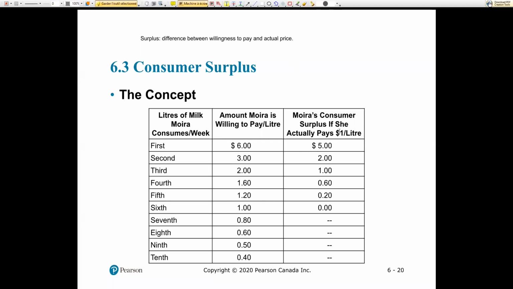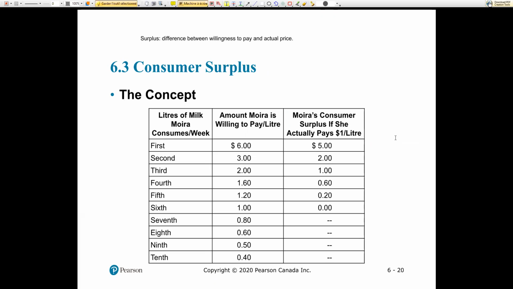So here they say if something is $1 a liter, what's the surplus of buying the first liter of milk? Here Moira was ready to pay $6 for 1 liter, but only had to pay 1. So what's the surplus? 6 minus 1 is $5. For the second, Moira was willing to pay 3, so the surplus is 3 minus 1, 2.